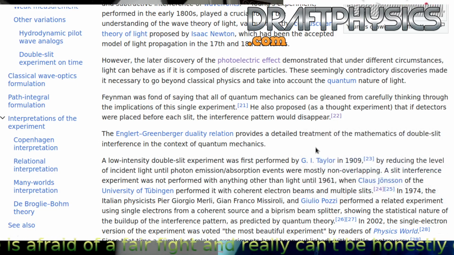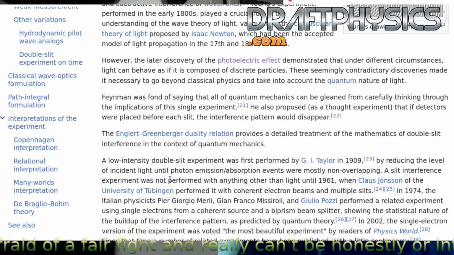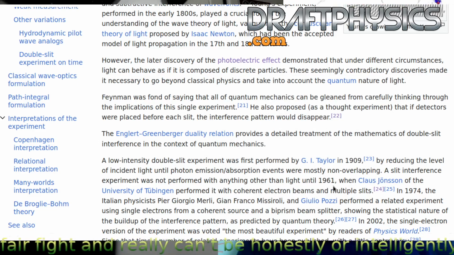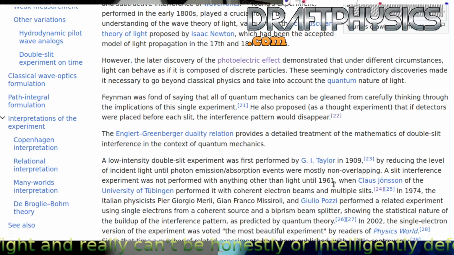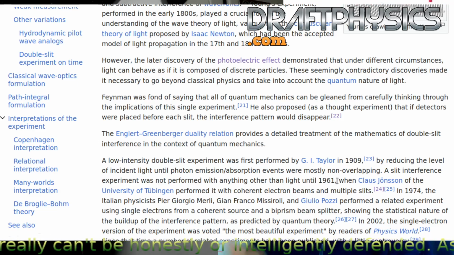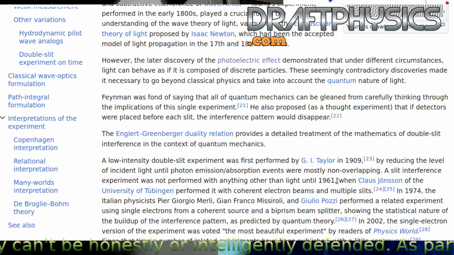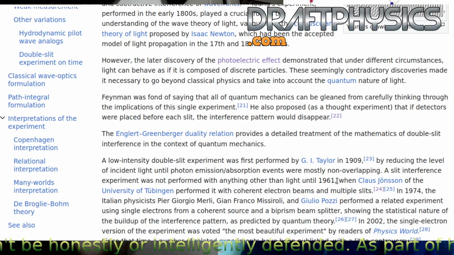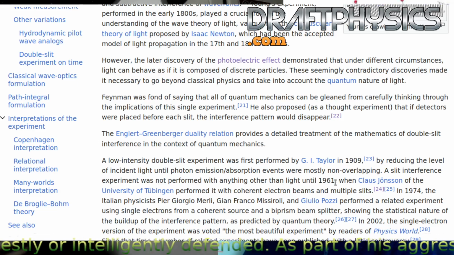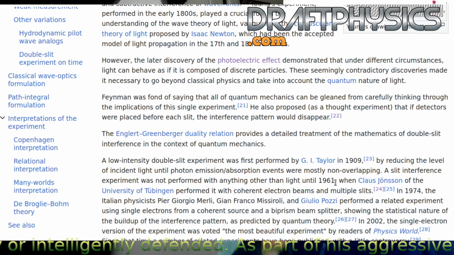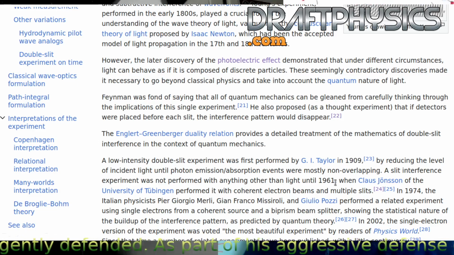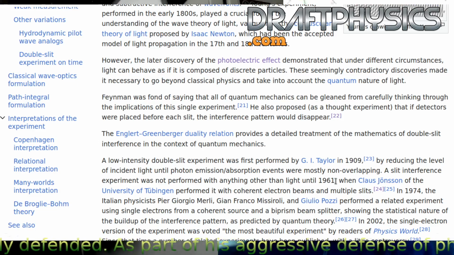All right. A slit interference experiment was not performed with anything other than light until 1961. So this is when we get into the silly electron experiments that aren't anything like it. Electrons are charged. You cannot send a random electron anywhere. Electrons don't have a random direction, okay? They're charged. You have to move them through a charged field in a direction. They have an explicit direction.